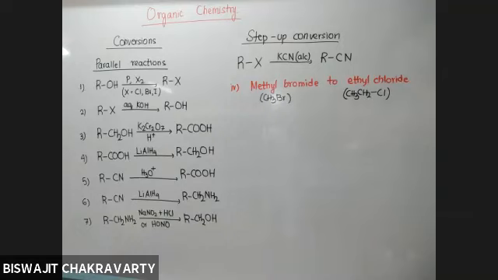CH3Br with KCN gives CH3CN. Then CH3CN with LiAlH4 gives CH3CH2NH2. Then CH3CH2NH2 with HONO gives CH3CH2OH. Then CH3CH2OH with PX2 gives CH3CH2Cl. Why X2? X2 is generalized. I want chloride, so it is PCl5, sorry, Cl2.